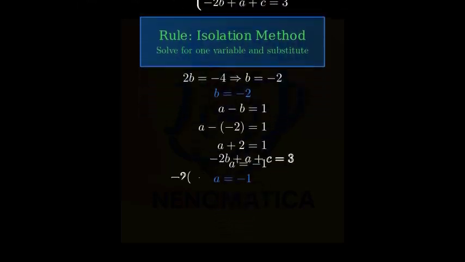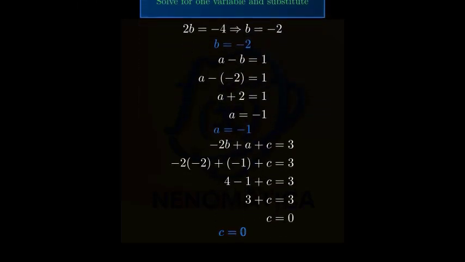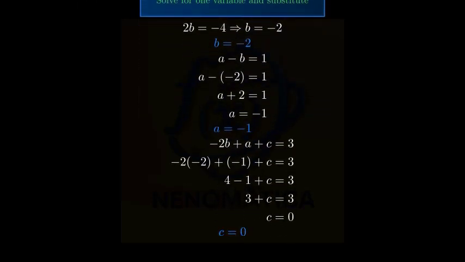Finally, we can find c by substituting the values of a and b into the third equation. We have negative 2 times b plus a plus c equals 3. Substituting a equals negative 1 and b equals negative 2, we get negative 2 times negative 2 plus negative 1 plus c equals 3.